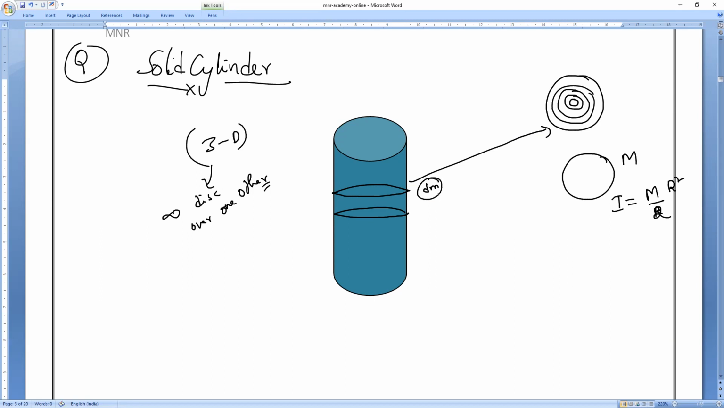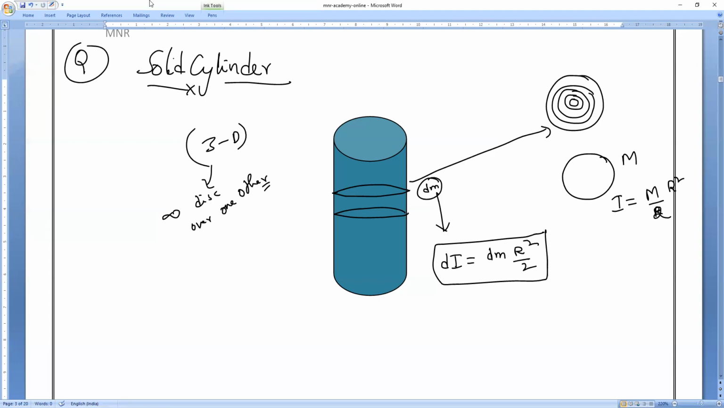Now I am choosing only a small dm. So what is the moment of inertia of the small disc, which is equal to what? Instead of M, dm r square by 2. Is it okay? Yes, girls. Please respond. So that is what will be happening. Okay, guys? Yes, sir.